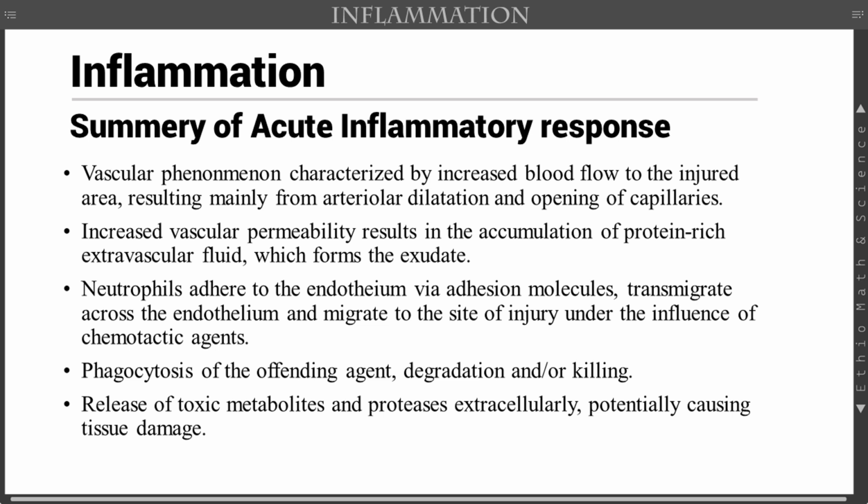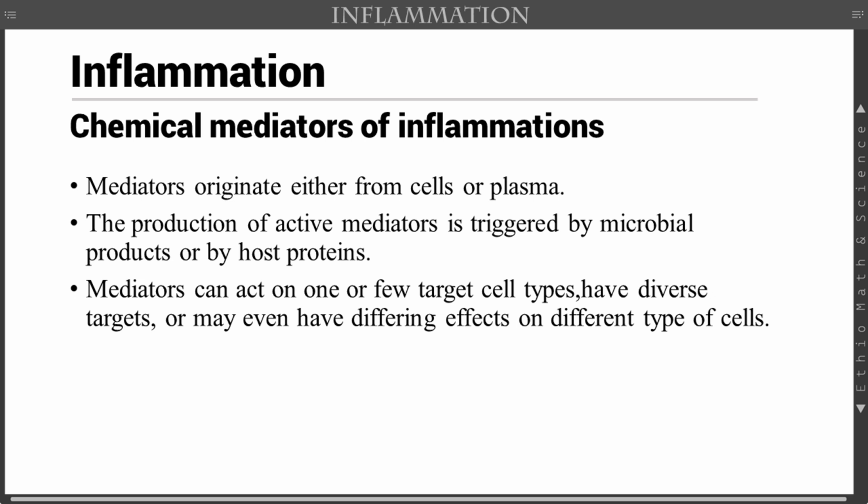Yet there is a cost. Extracellular release of toxic metabolites and proteases can damage host tissue, a price evolution has judged acceptable in the calculus of survival. All mediators have a biography. They originate either from cells, produced on demand or stored and released, or from plasma, where they circulate as zymogens waiting to be cleaved into action.